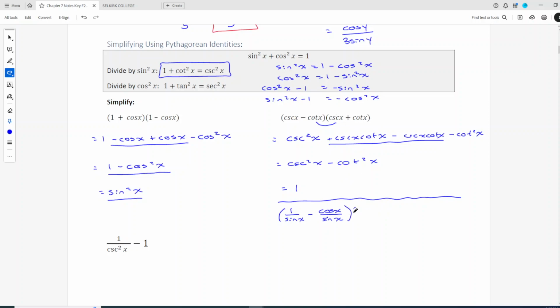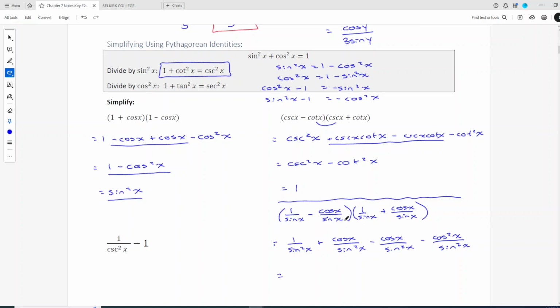And then again, the cosecant x would be 1 over sine x, and the cotan x would be plus cos x over sine x. So if I multiply this through, I get 1 over sine x times 1 over sine x, which is 1 over sine squared x. Then I get 1 over sine x times cos x over sine x, so I'm going to get plus cos x over sine squared x. And then keep going, so I'm going to go cos x over sine x times 1 over sine x, so it's going to be minus cos x over sine squared x. And then lastly, I'll have minus cos squared x over sine squared x.